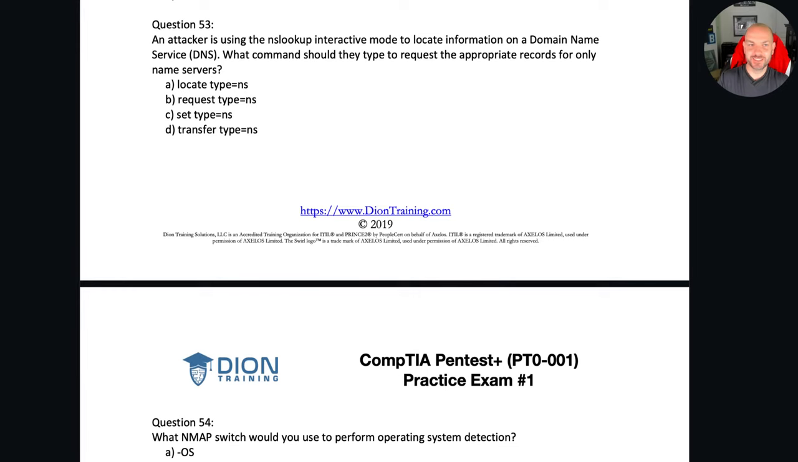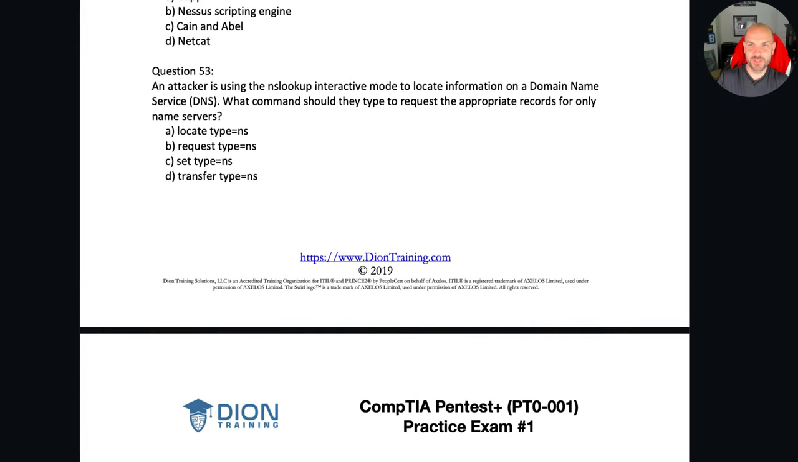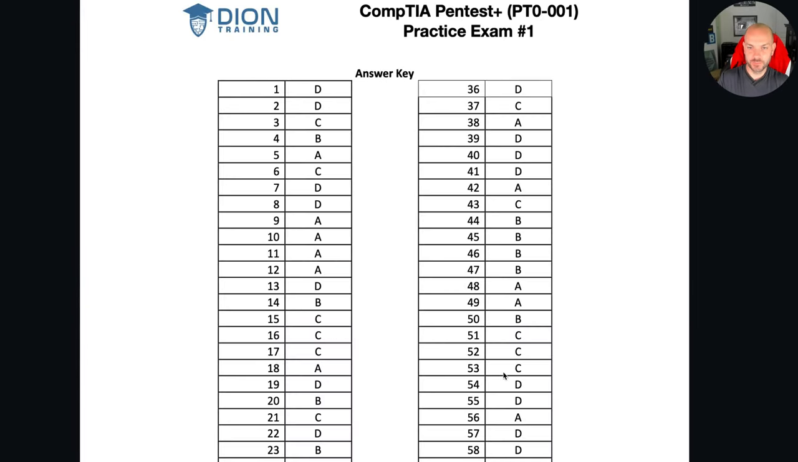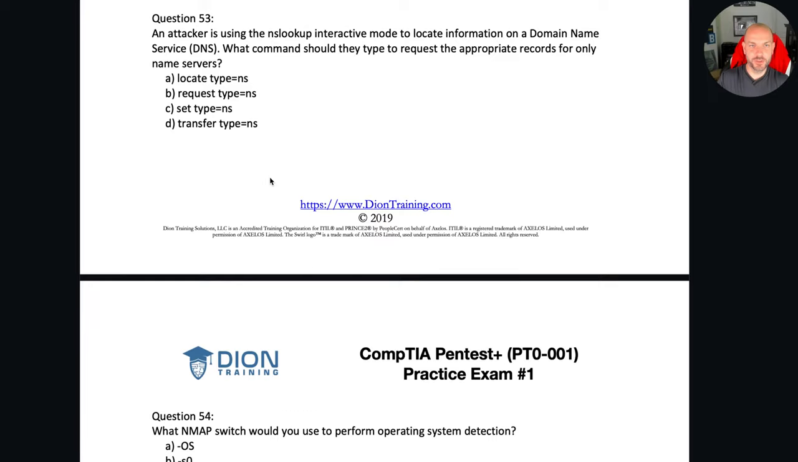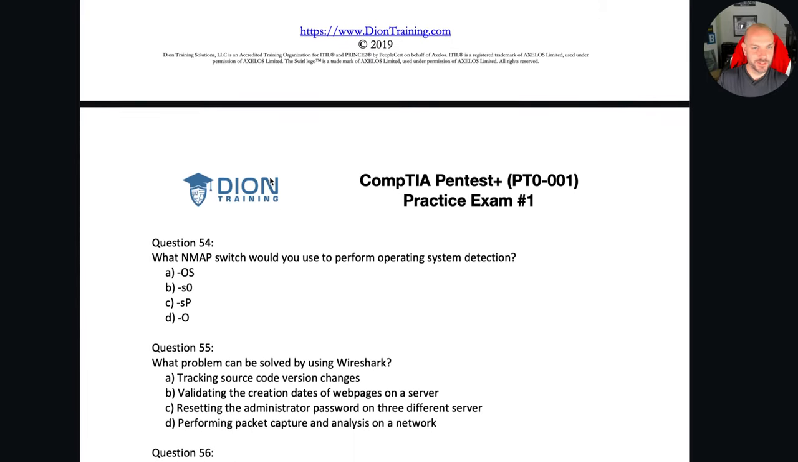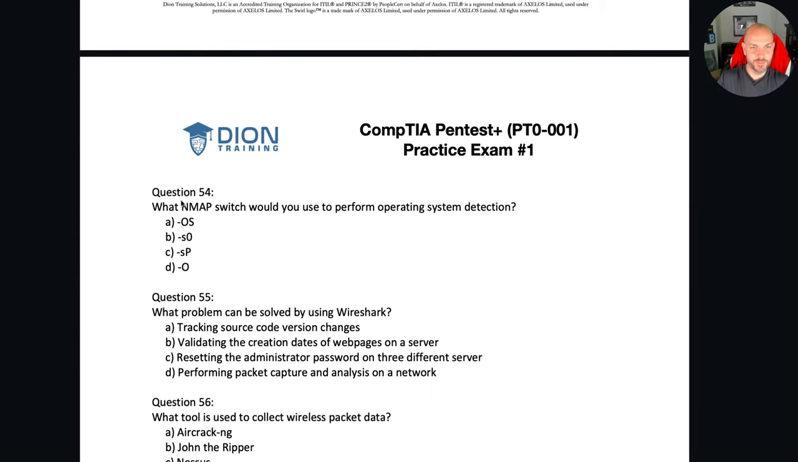53A. Let's see. 53A. Oh, no. All right, 53C. Set type equals NS. Oh, well. It's harder than TryHackMe. That's good.